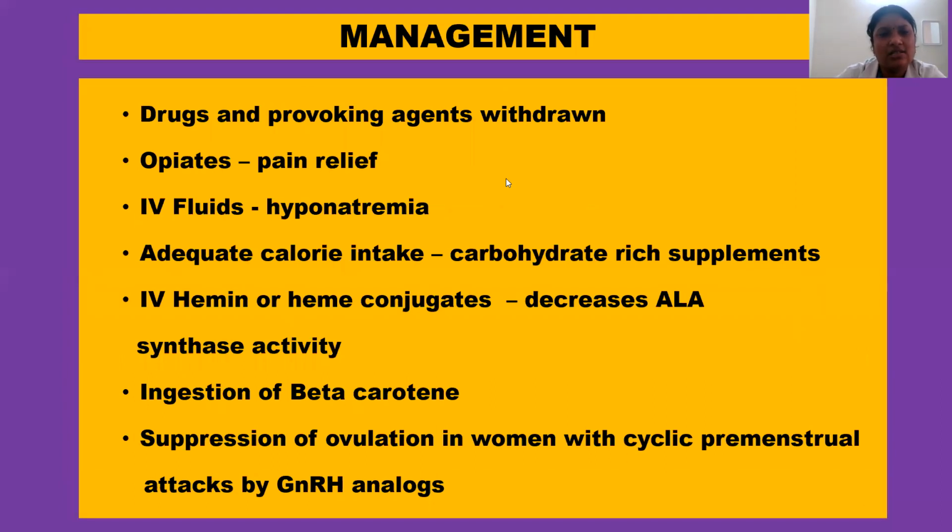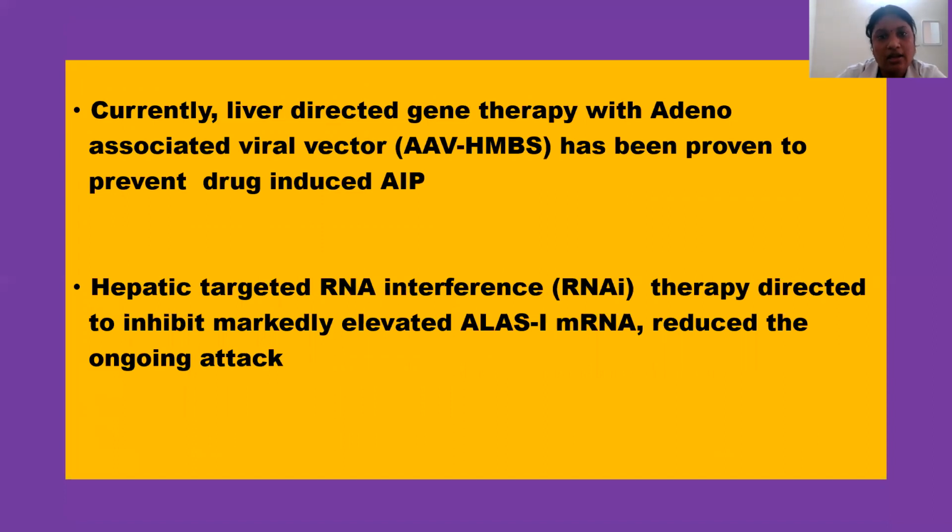How do you manage it? Symptomatic treatment only. Drugs and provoking agents should be withdrawn. Opiates will give pain relief. For hyponatremia, IV fluids. Carbohydrate-rich supplements will ameliorate the ALAS1 transcription. IV heme or heme conjugates. Ingestion of beta-carotene and suppression of ovulation in women with cyclic premenstrual attacks by GnRH analogs. And now we have advanced treatment modules, which include hepatic targeted RNA interference therapy and liver directed gene therapy, all these things.